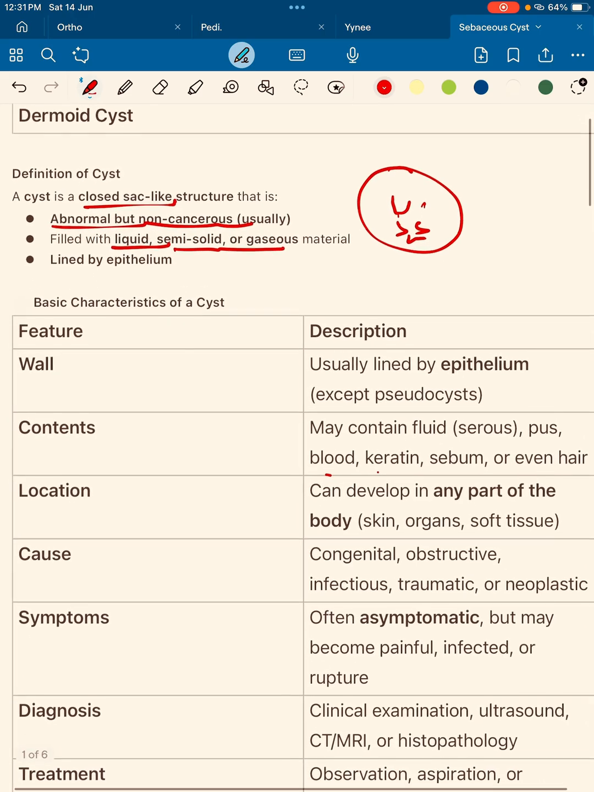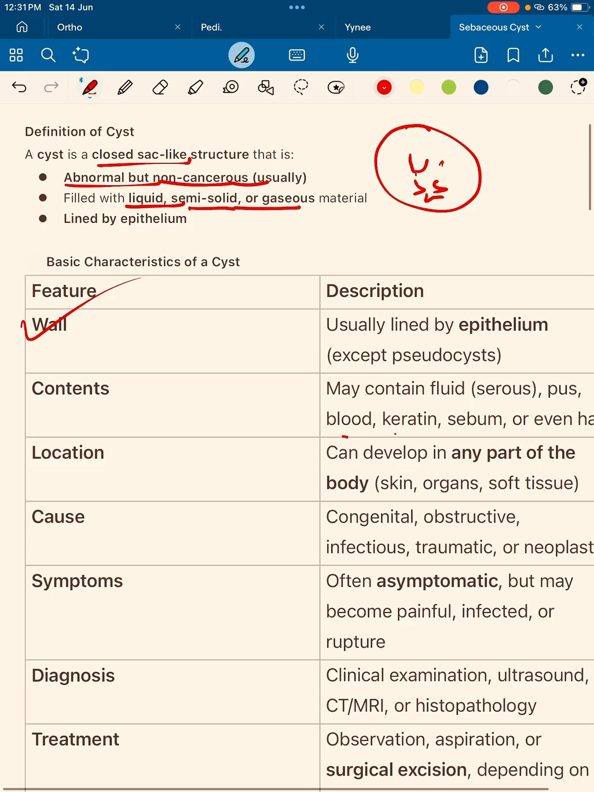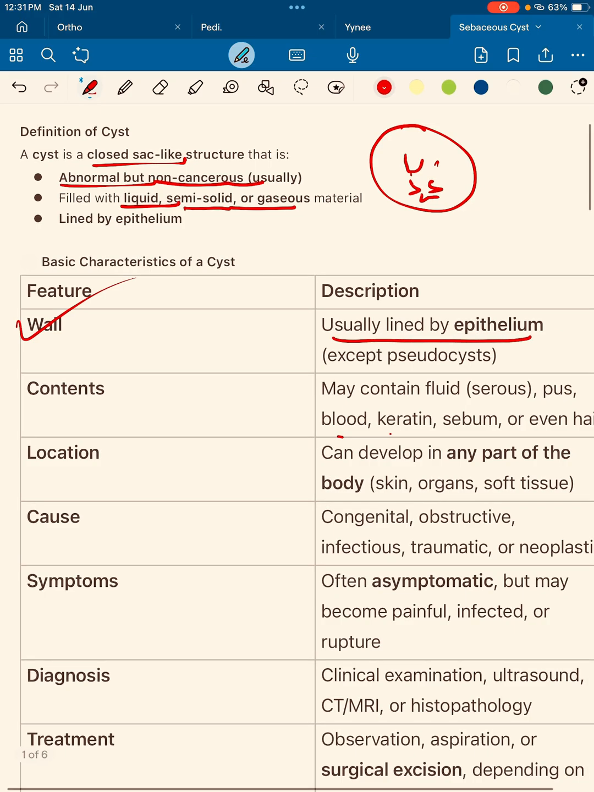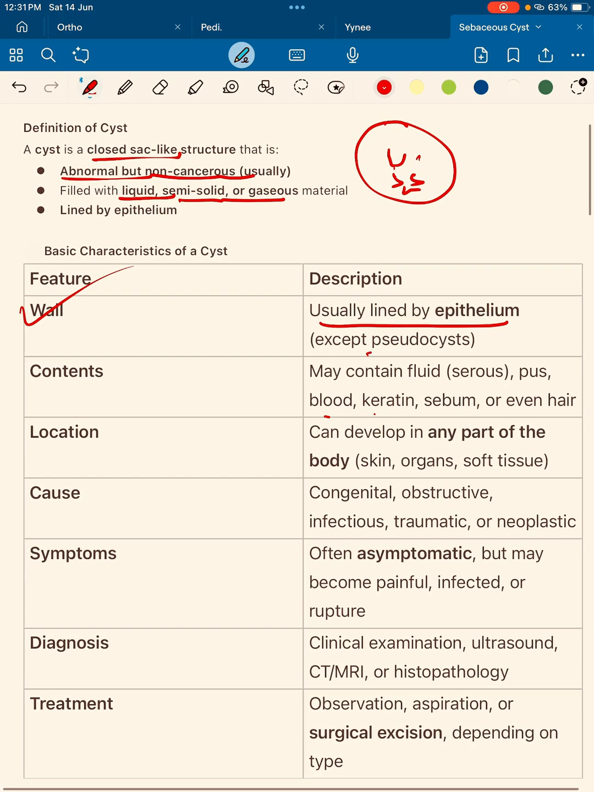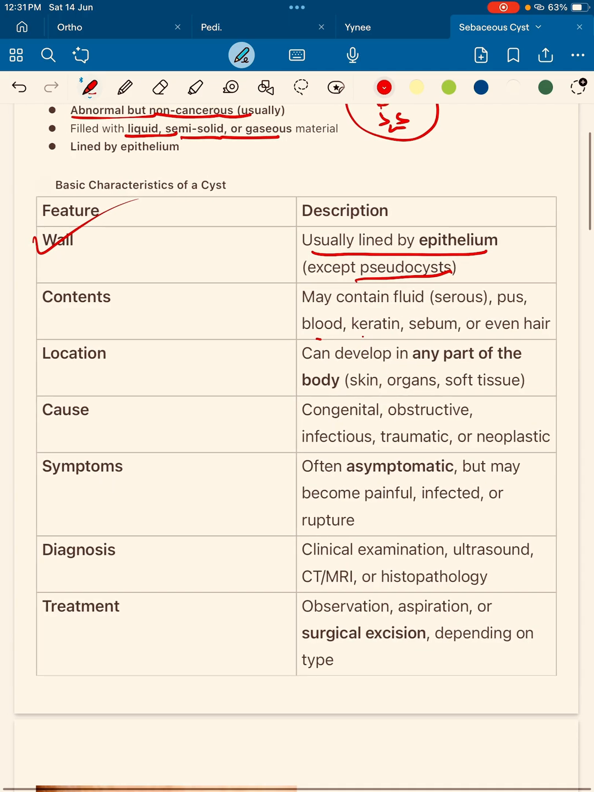If we talk about the basic structure of a cyst, the wall is lined by epithelium except in pseudocyst. We will discuss the classification of cyst in the next class. We will say that cysts are mainly of two types: true cyst and false cyst. That is another topic. Content: fluid, pus, blood, keratin, sebum, or even hair. Location: all parts of the body.